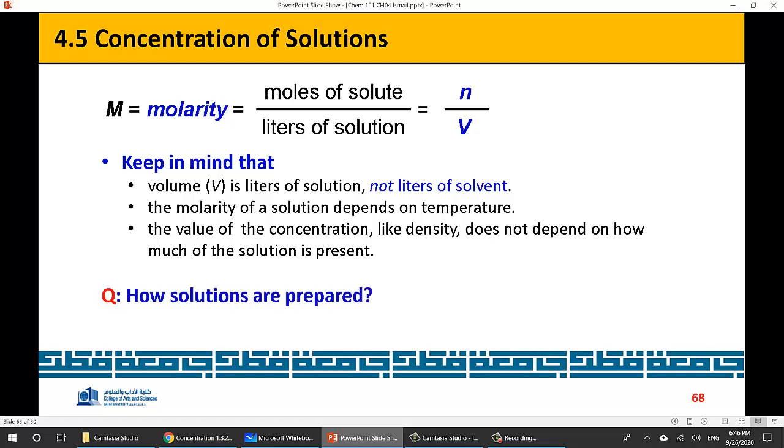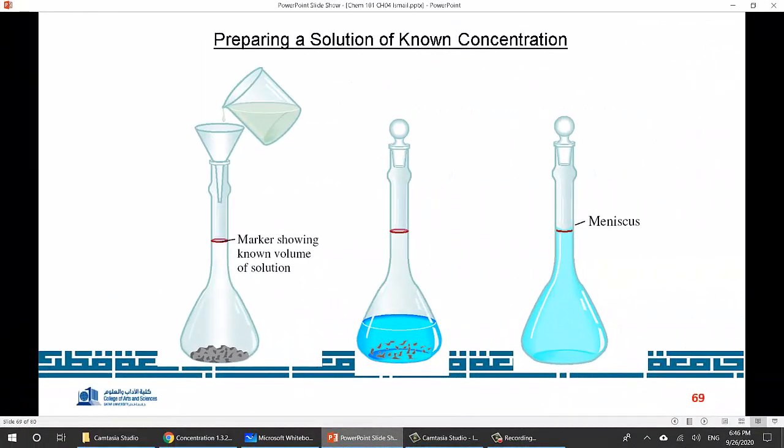Now, how are solutions prepared? We can easily prepare solutions of definite concentrations in the lab by using an apparatus called a volumetric flask. A volumetric flask is a glass instrument in the lab that has a long neck with a mark on it. These volumetric flasks come in different sizes, from 25 mL, 50, 100, up to even 1 liter or 2 liters of solution. There are some big ones as well.